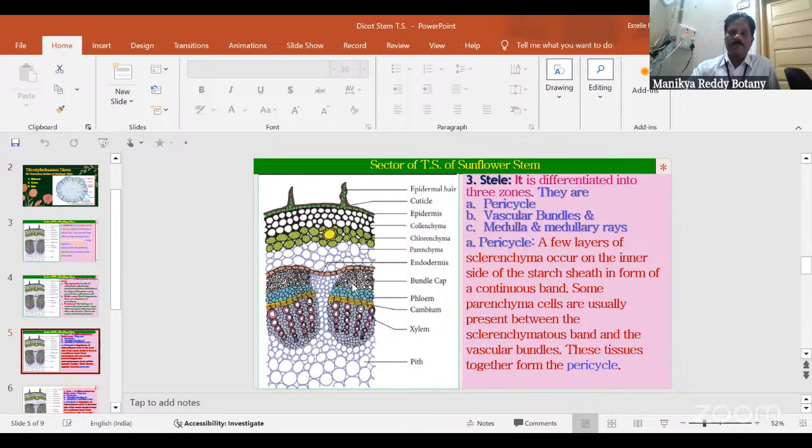A cap of sclerenchymatous tissue is present over each vascular bundle. Hence, it is called the bundle cap. It is made up of sclerenchyma. Sclerenchyma is a dead tissue. It provides mechanical support.